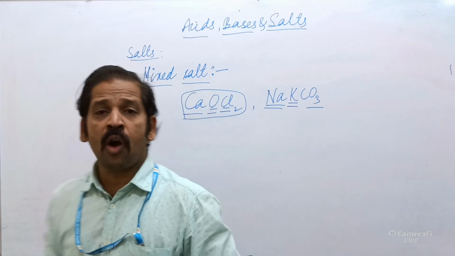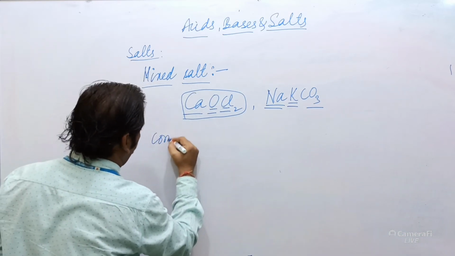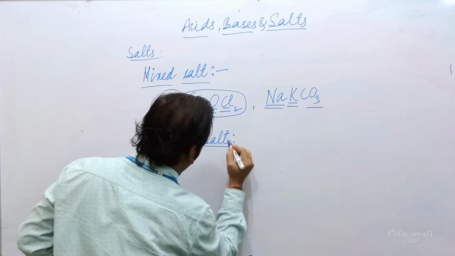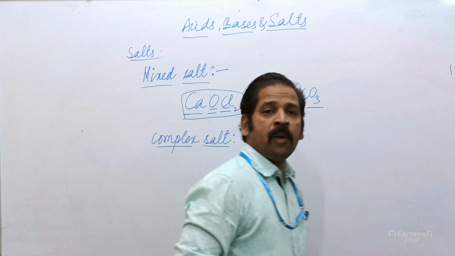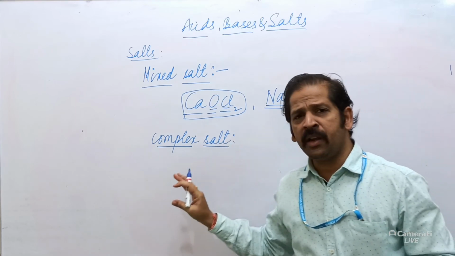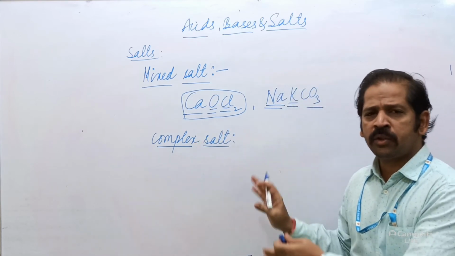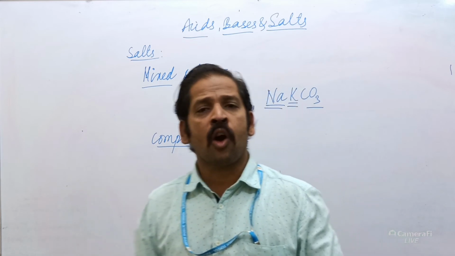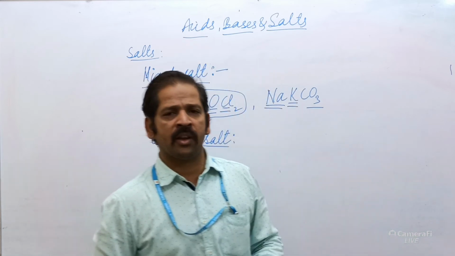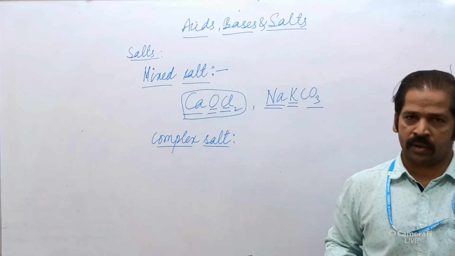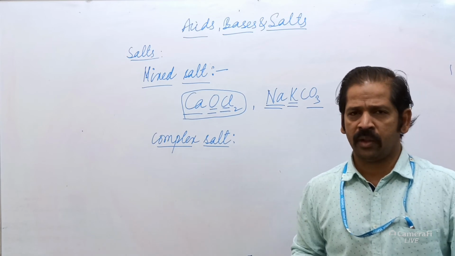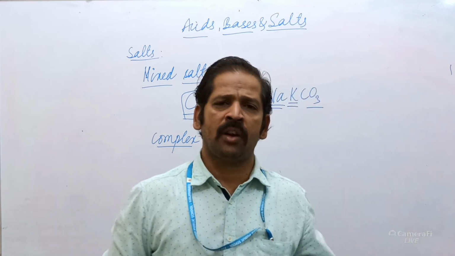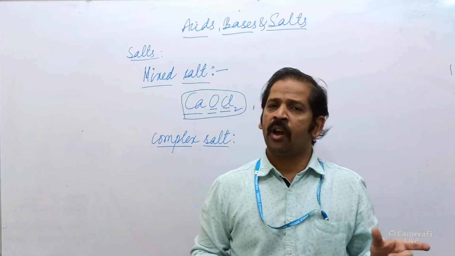The last one is complex salt. The word itself says complex. This salt is formed by the dissociation into two ions. One will be a simple ion, one more will be a complex ion. A simple ion and a complex ion form the complex salt. When you see the example, you will get the idea which is the simple ion and which is the complex ion.